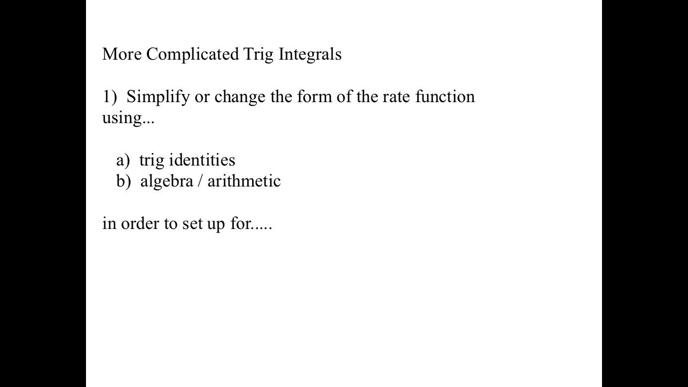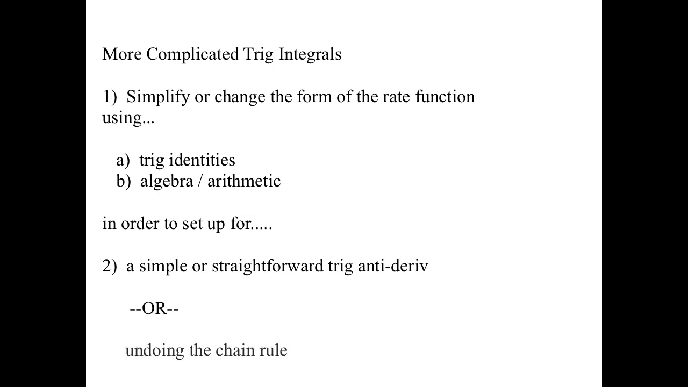Okay, and then once we change the form, what's our goal in changing the form? Our goal in changing the form is either to set up for something easy, something straightforward, like ones we've already seen, or we're setting up for undoing the chain rule. Again, here it is again, right? So that's why I said it's the first thing we did. It's what you always look for first, and then it keeps popping up in all the other techniques.